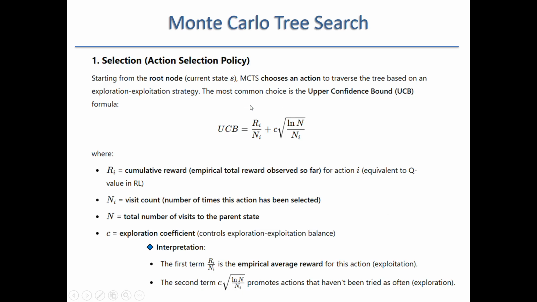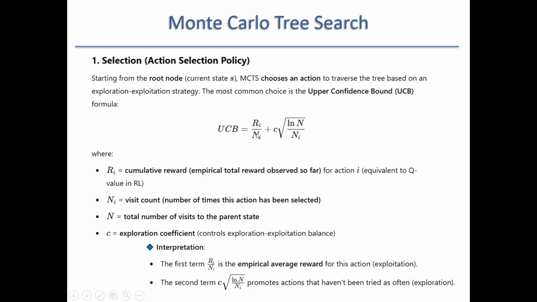Starting from the root node, the current state S, the Monte Carlo tree search chooses an action to traverse the tree based on an exploration-exploitation strategy. We saw the epsilon greedy before, but now it is not epsilon greedy. This epsilon, that was the balance between exploration and exploitation, is now played by C.